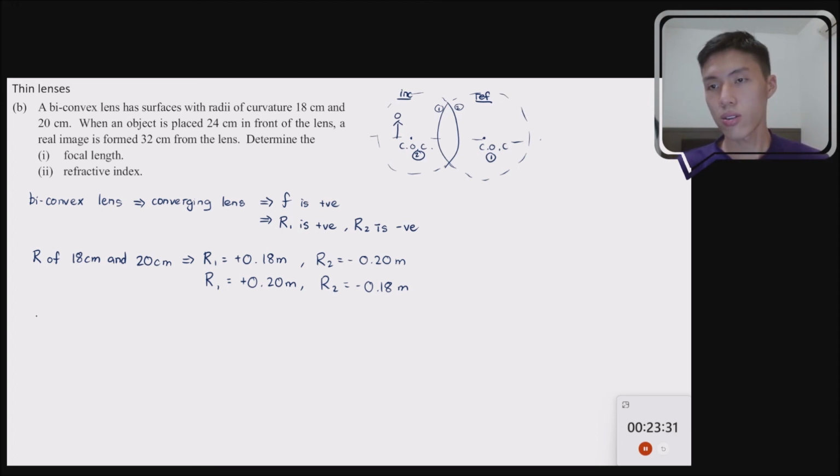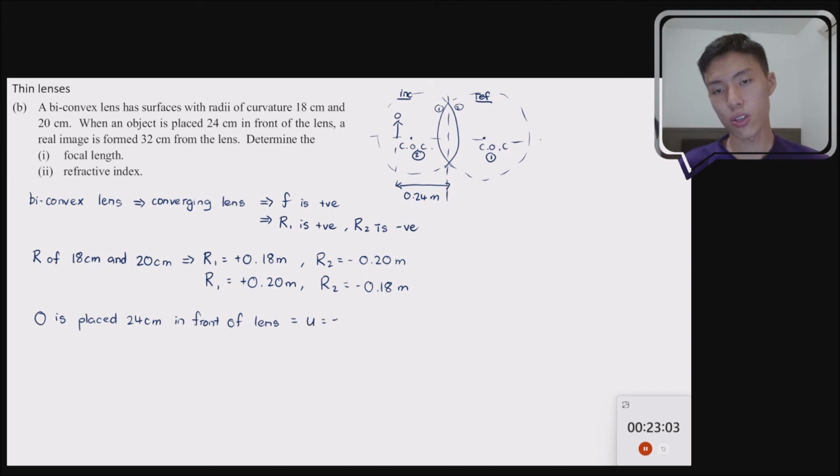Okay, so now they say object is placed 24 cm in front of lens. So this is telling us that the object has a distance of 24 cm from the midplane of the lens, 0.24 meter. So U is equal to positive 0.24 meter. Why is U equal to positive 0.24? It's because the object is at the same side as the incident ray, so same side, U should be positive.